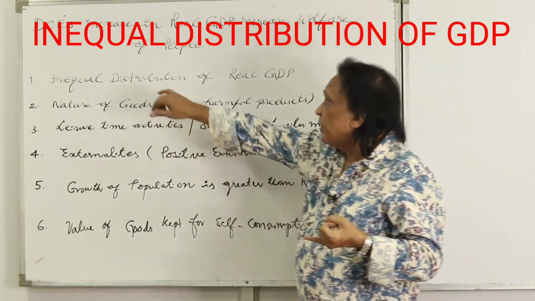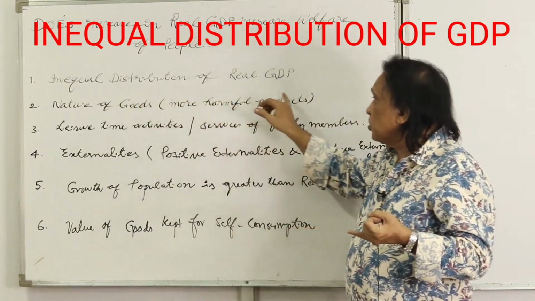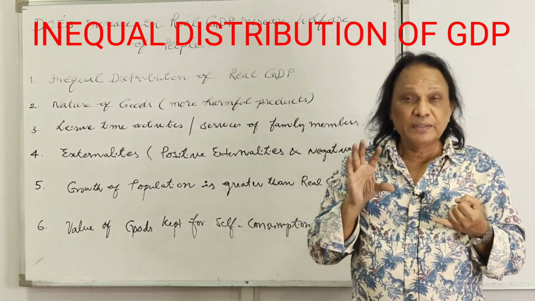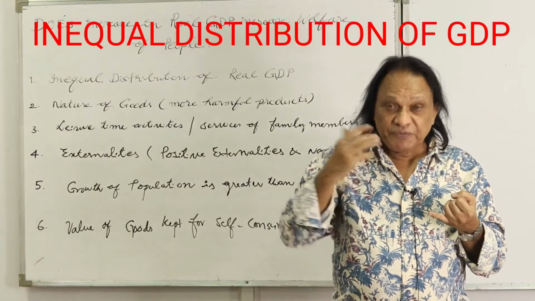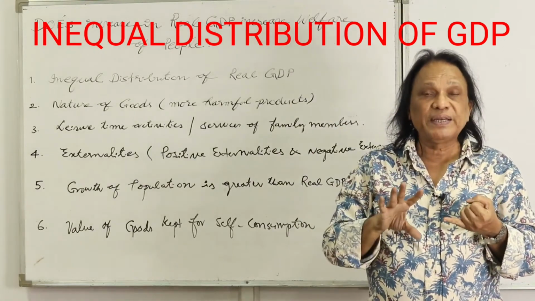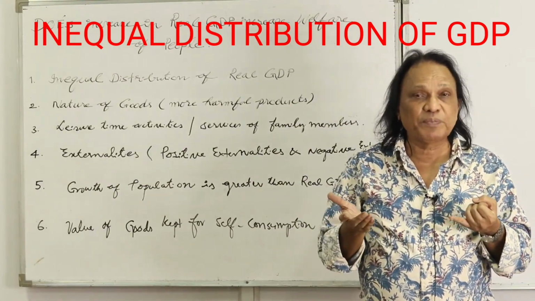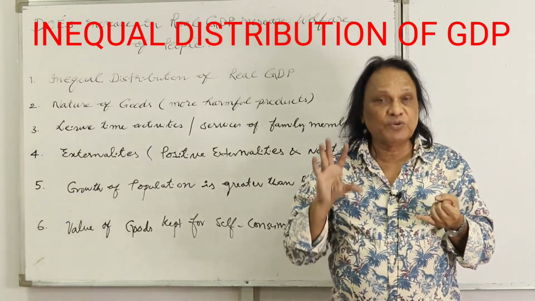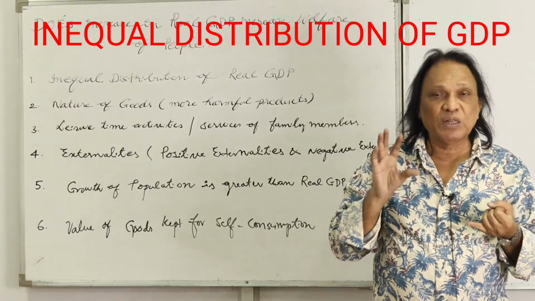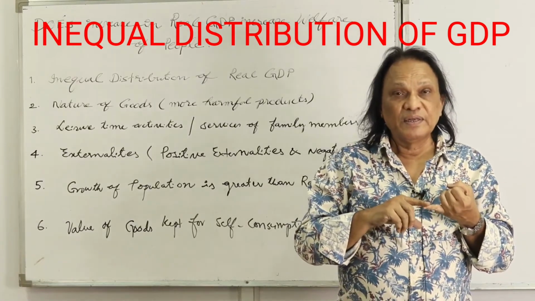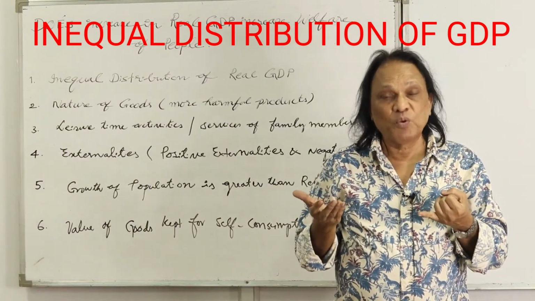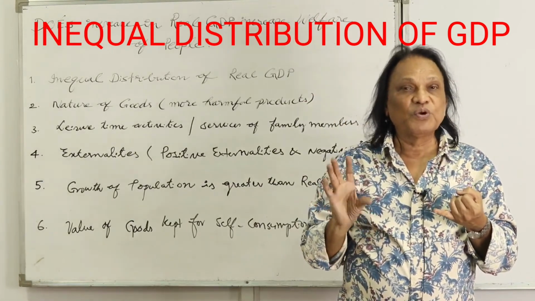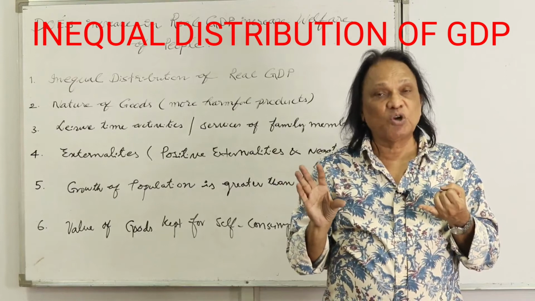Why? Because the first point is unequal distribution of real GDP. If real GDP is increasing but it is not properly distributed among the people, if real GDP is not equitably distributed in the economy among all the people, then the welfare of the people will not go up. Why? Because the rich become richer and the poor become poorer. Only rich people enjoy all the facilities, not the poor people.